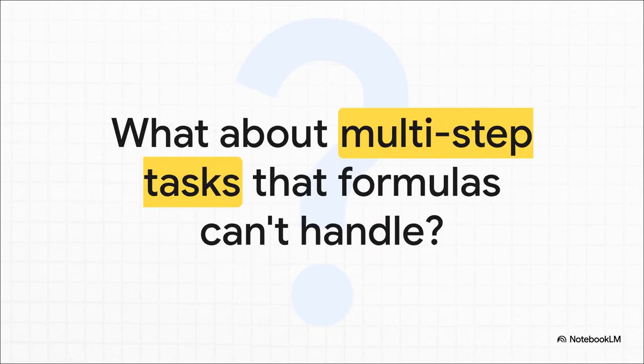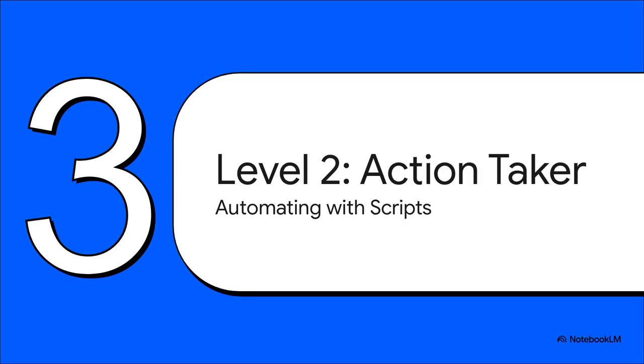Okay, so formulas are incredible for analysis, but what happens when that's not enough? What about tasks with multiple steps? Like sending an email, or generating a PDF, or fetching data from an external website. For that, we need to climb to the next rung on the ladder. Welcome to Level 2, Procedural Automation with Scripts. See, this is where we stop telling the sheet what we want, and we start giving it exact step-by-step instructions on how to get it done.